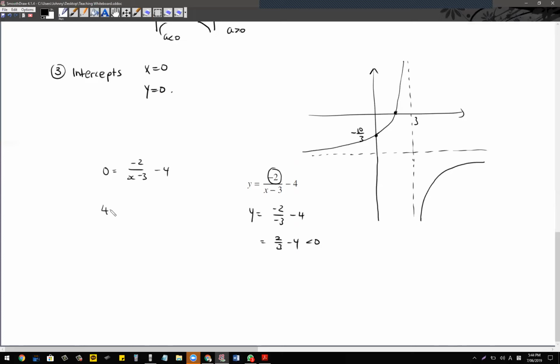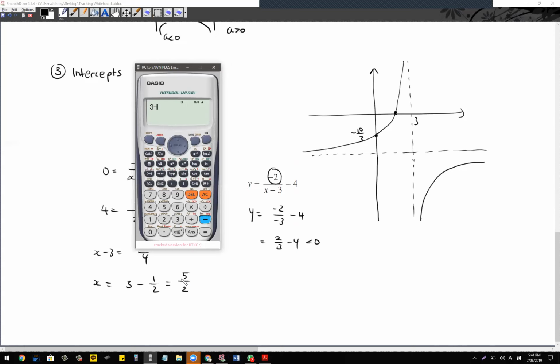Plus 4 there, you have 4 equals -2 over x minus 3. And then you swap these two, you get x minus 3 equals -2 over 4, and that's equal to -1/2. So x is equal to 3 plus 3 minus 1/2. So that's equal to 5 on 2, I guess. Yeah, if you take the calculator, that's 5 on 2.